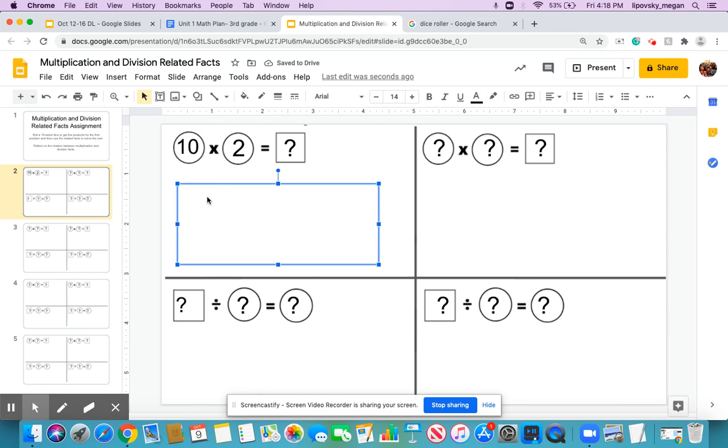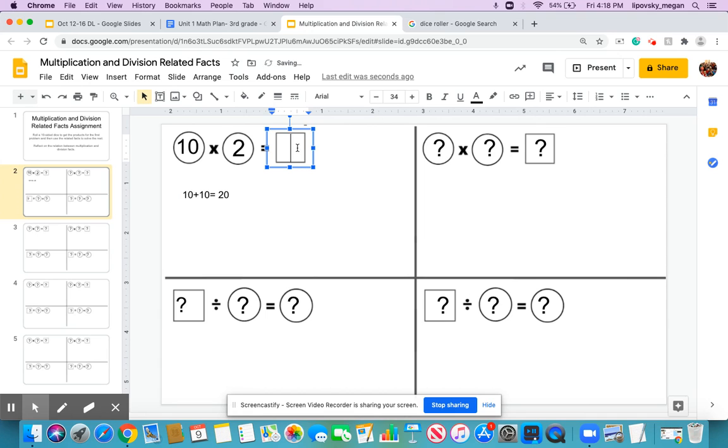So I know one of my strategies is repeated addition to solve multiplication problems. So it's 10 plus 10 equals, and I know this because it's a doubles fact, that it is 20. So 10 plus 10 equals 20. And another way I could do it is with skip counting. So I could do 10, 20. Just skip counting 10 twice and equals 20.